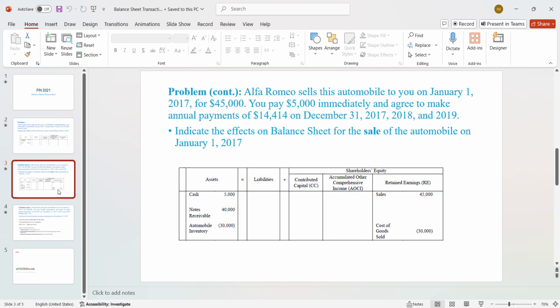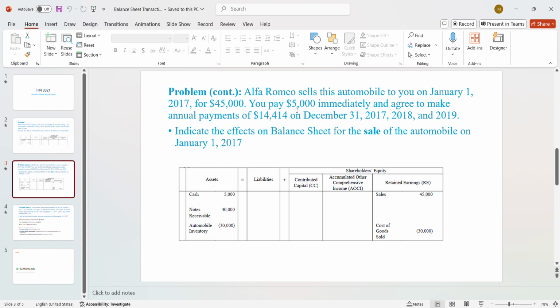Next, let's continue with the additional problem. Now say Alfa Romeo sells this automobile for $45,000 and they get 5,000 in cash instantly, and for the remaining they make an agreement for annual payments. So let's take the cash transaction first.